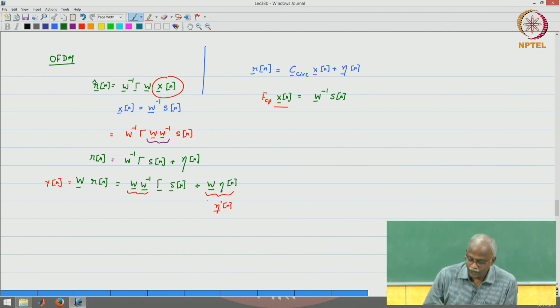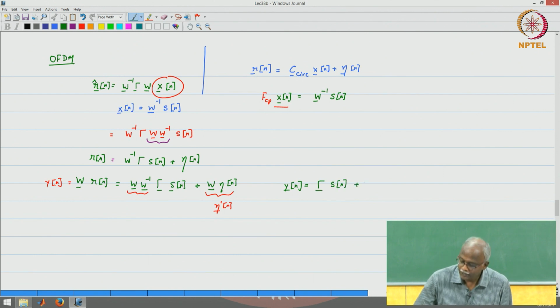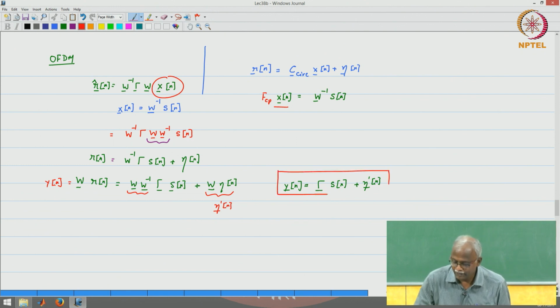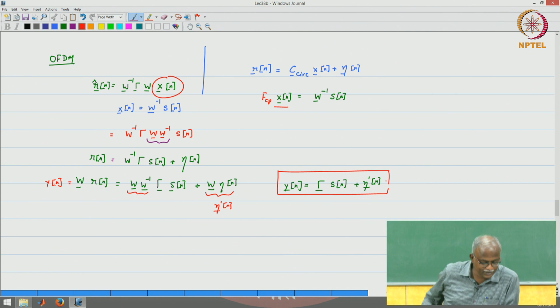Okay. So effectively, what the overall system becomes equal to is y of n is equal to lambda times S of n plus eta prime of n. Now this may seem like just yet another equation, but it is actually very profound. Let us see exactly what it is telling us.